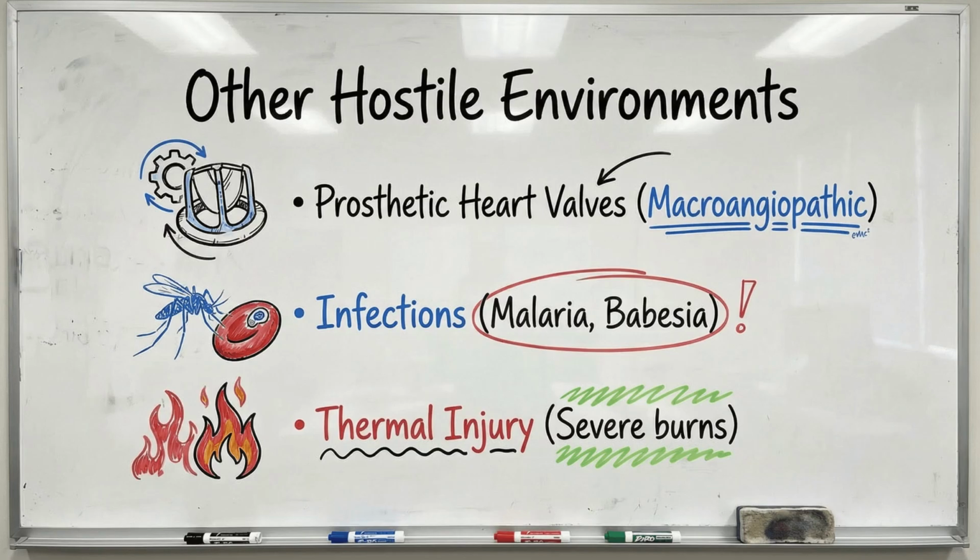Even severe thermal injuries, like extensive burns, can directly damage the red blood cell membrane, leading to fragmentation and the formation of microspherocytes. These diverse external factors all highlight how vulnerable red blood cells are to their surroundings. But regardless of the cause, where do most of these damaged cells end up?